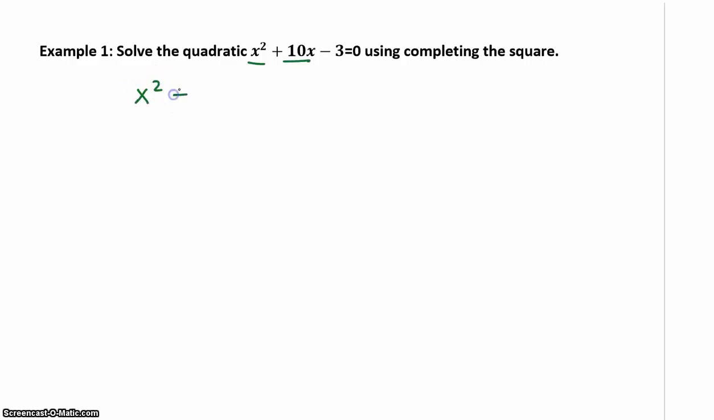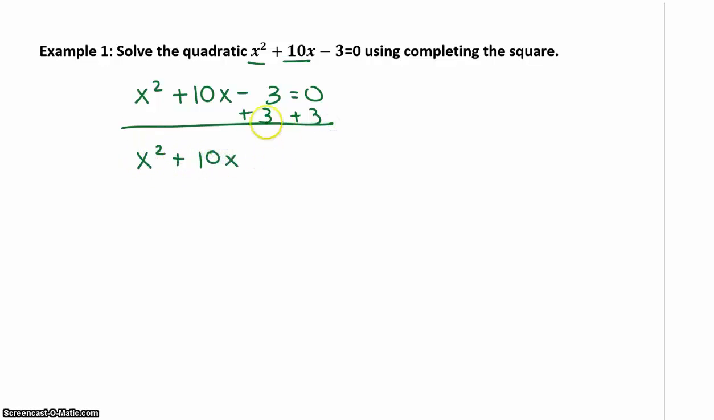I'm going to rewrite the problem again, and I'm going to add 3 to the other side because I don't want it. I just want the x squared term and the x term to be on one side. And then this is now 0 equals 3. I did leave a blank there because I'm going to need some space there. So I'm going to add a plus blank and a plus blank.